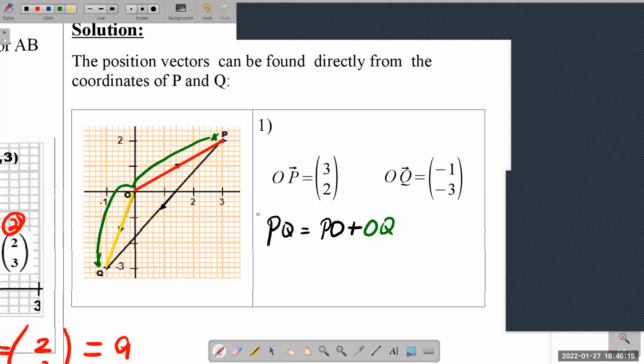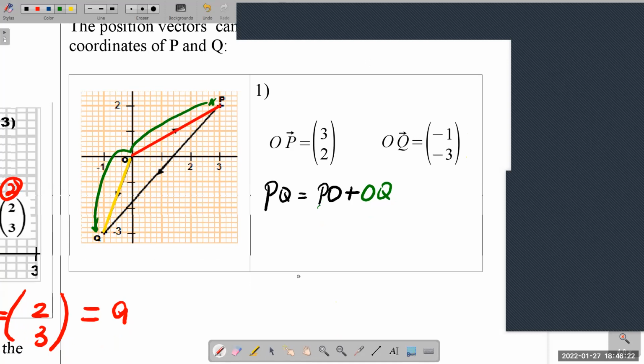But guess what? Did they give us PO? No, they didn't give us PO. How do we find PO? PO is just the negative value of what? OP. We just gotta make OP negative, and it's plus OQ. Tell me if you're following me still.